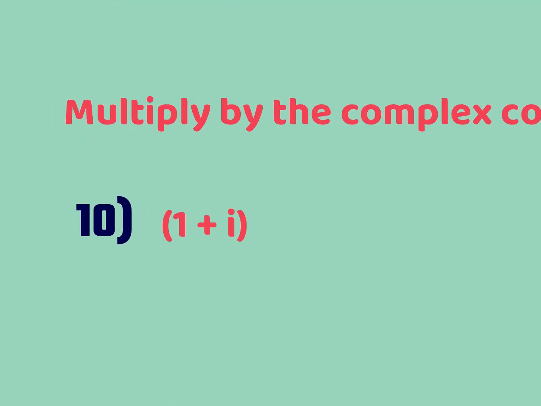So we have 1 plus i. The complex conjugate of this is just going to be the exact same terms, but with an opposite sign in the middle. So if it's 1 plus i, the complex conjugate is going to be 1 minus i.